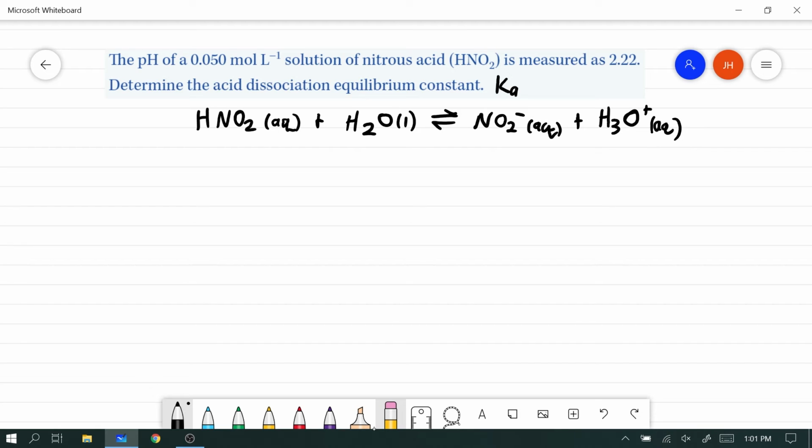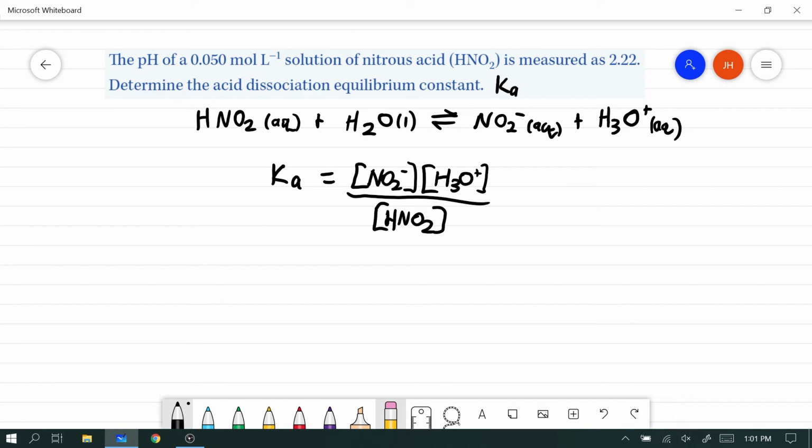So when we are looking at writing up a Ka equation, it's going to look something like this. Concentration of products, times the other products, so our hydronium, divided by our concentration of reactants, which in this case is just going to be the nitrous acid, not the water. It's a liquid, as always. It doesn't end up in our equation.